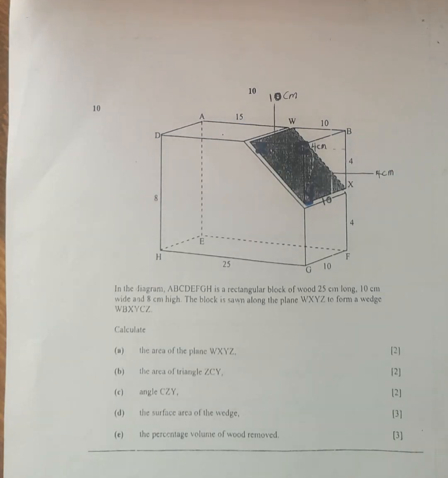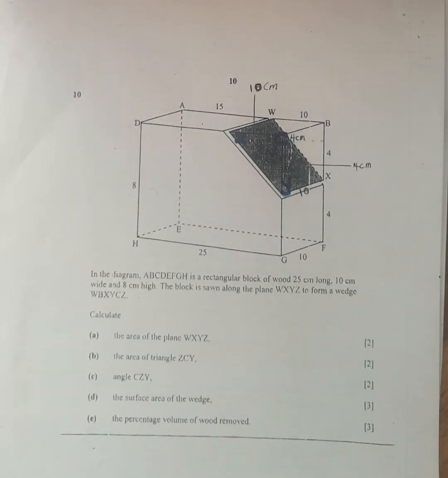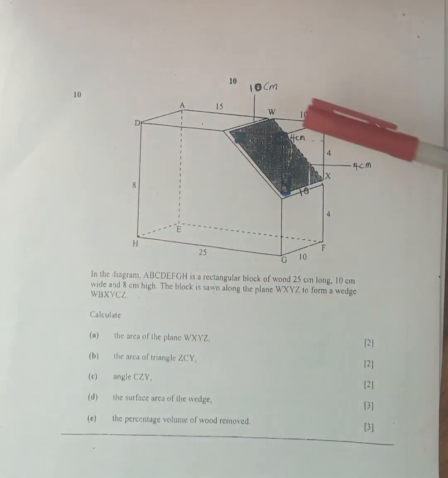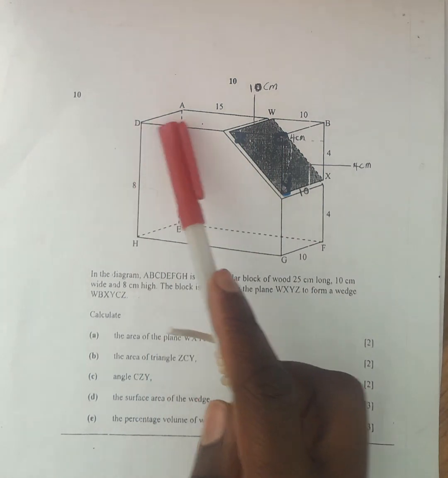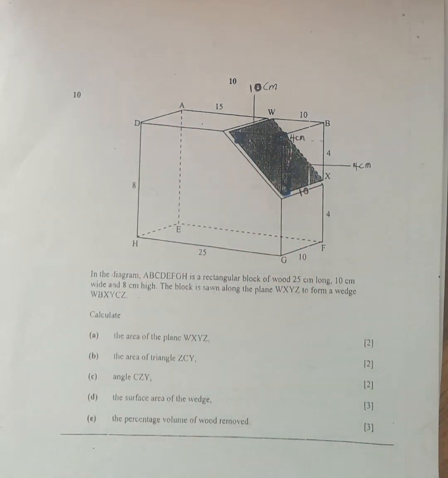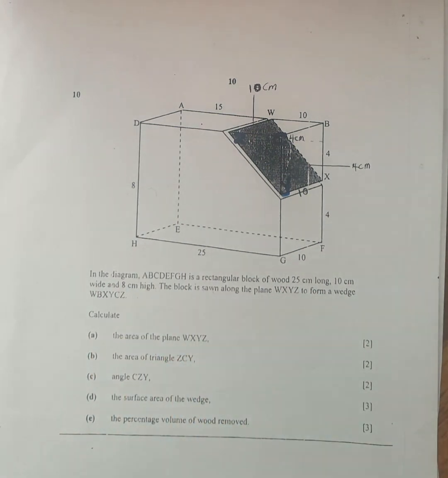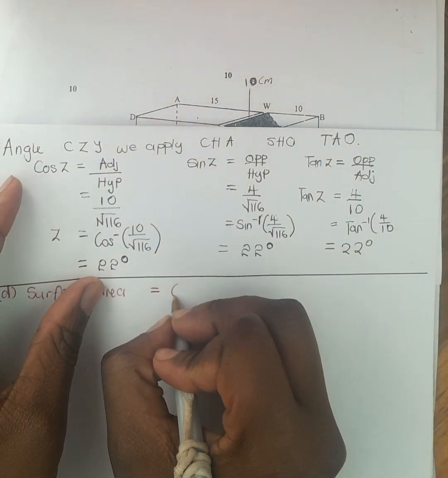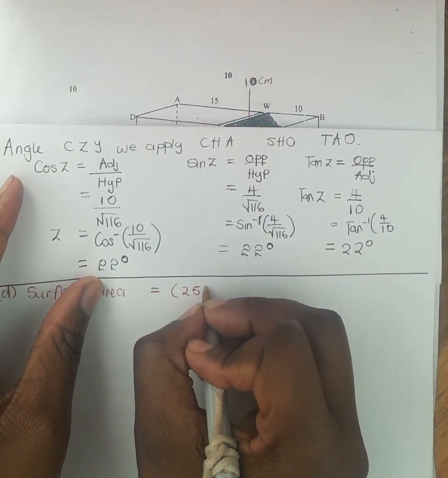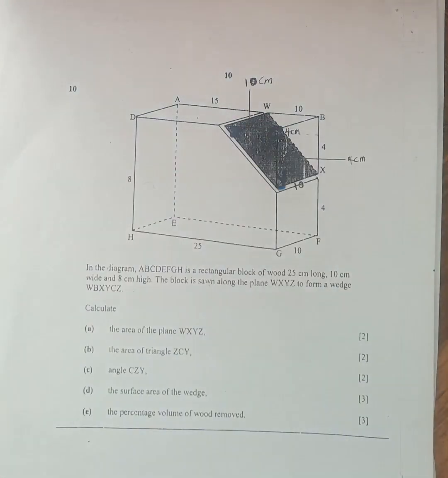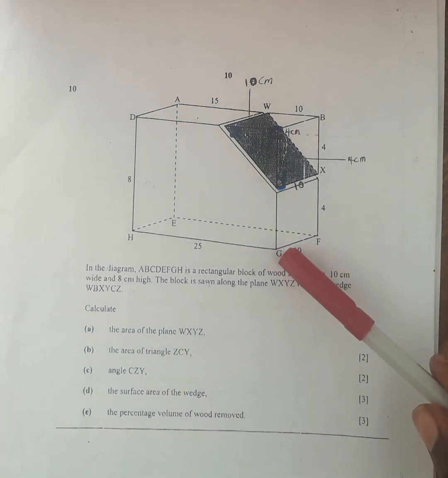We want to find the surface area of the wedge. So a rectangular block has 6 faces. So we are going to say the area of this face times 2, the area of this face times 2, and the area of this face times 2. So the first face we are going to take is 25 times 10, and we multiply it by 2. We write 25 times 10 times 2.